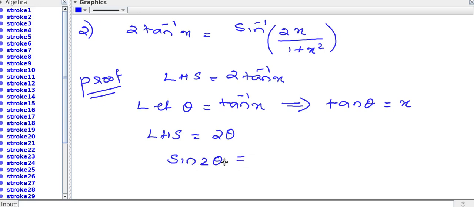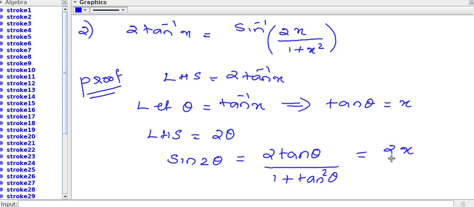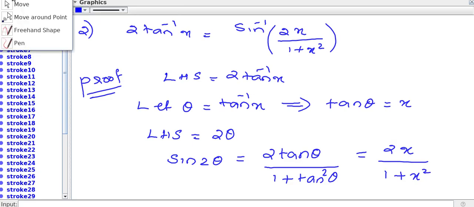What is sine 2 theta? That we know. There is a formula for sine in terms of tan. Sine 2 theta is equal to 2 tan theta divided by 1 plus tan square theta. Now, tan theta is x, so let us replace that value here. That is equal to 2x by 1 plus x square, right? And this is our sine 2 theta.